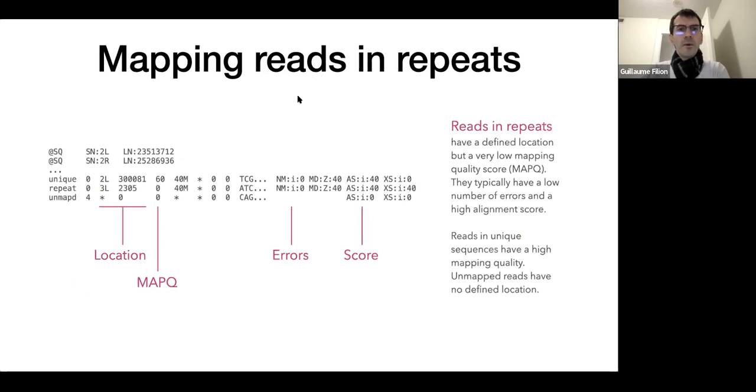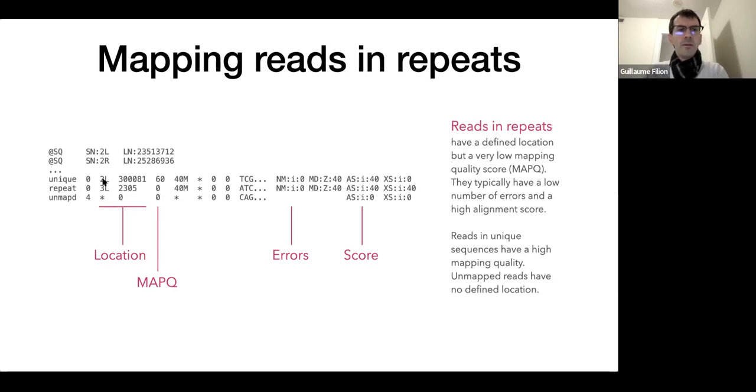One thing that's quite important for you at this stage is to be able to understand the differences between the read is mapped uniquely, the read is not mapped at all, and the read is mapped in a repeat, and therefore I don't really know where it is. So you can recognize here the SAM format. I'm showing you an example from a real mapped read. You have the header of the SAM format here, and you have 3 examples of reads. One that is called unique, another that is called repeat, and the other that is called unmapped.